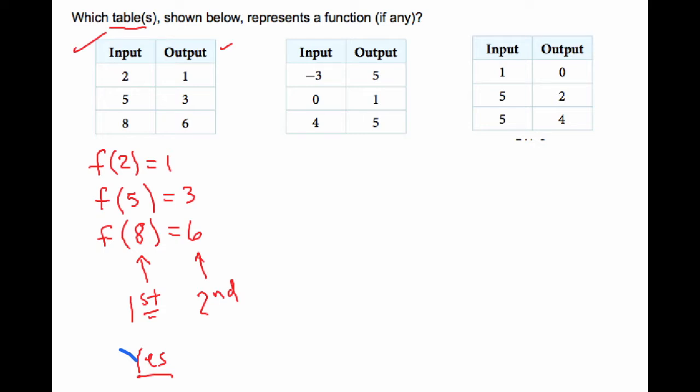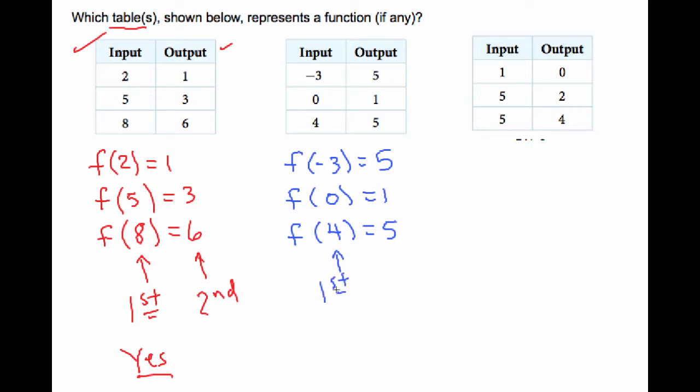Take a look at the second table. What do we see? Well, we see that f of negative 3 is equal to 5. We see f of 0 is equal to 1. And f of 4 is equal to 5. Again, we have 3 unique inputs, and notice each of the inputs corresponds to only one output. This second table does represent a function. Notice our outputs can repeat. That's okay. What we want to avoid is a table where the inputs repeat.